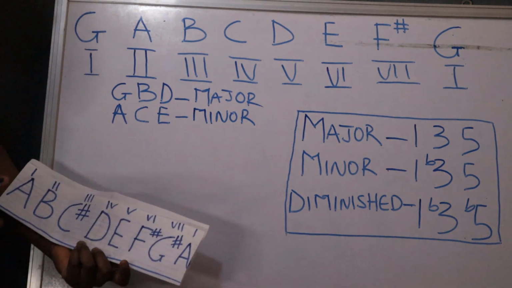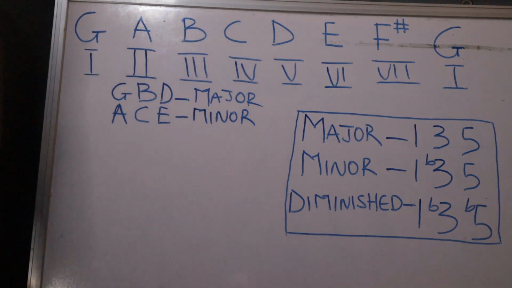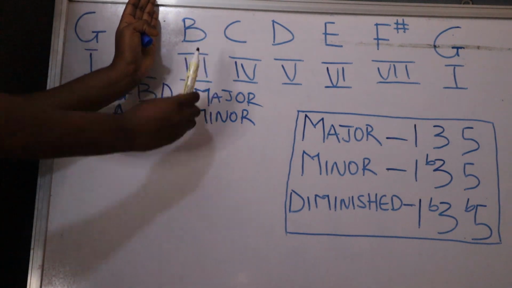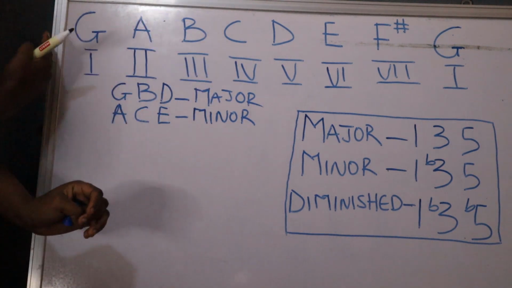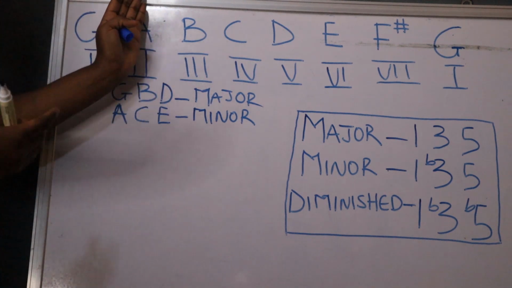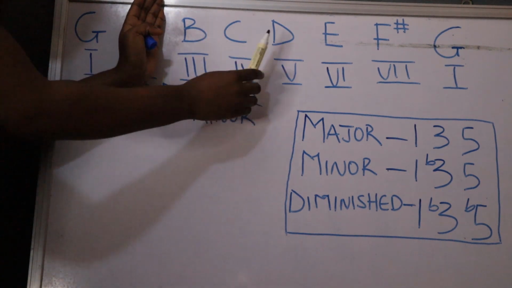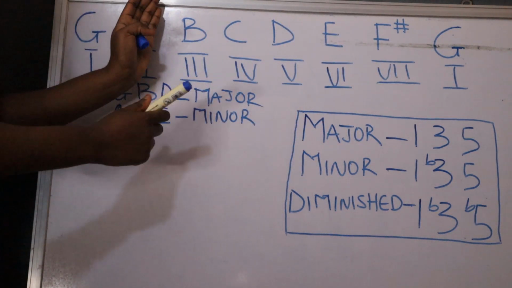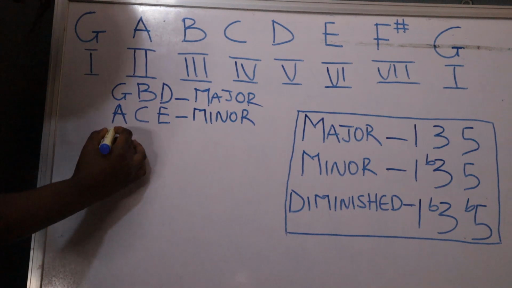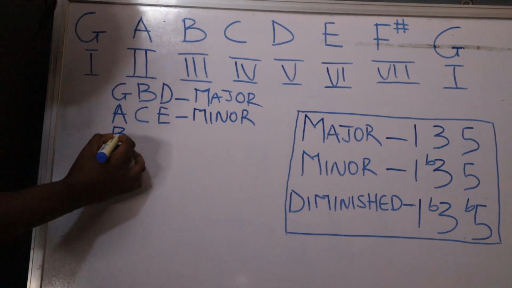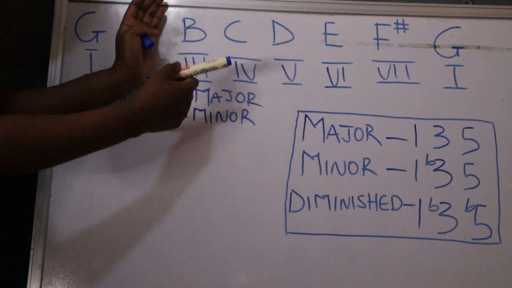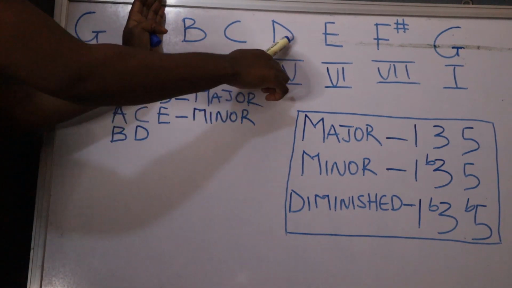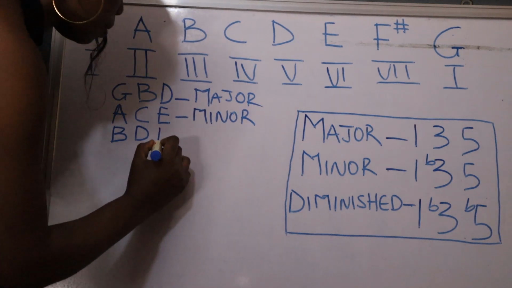Okay, so moving further, we want to find out the third. We will now treat B as the first. So we're pretending that this doesn't exist right now. B is the first. We'll consider creating a triad from B, using B as our root note. So we'll have B, then 1, 2, 3, we'll have D, then 1, 2, 3, 4, 5, and we'll have F sharp.